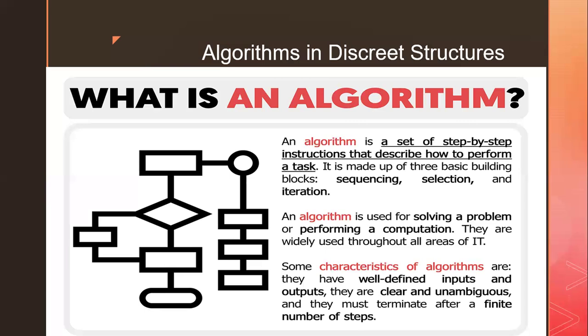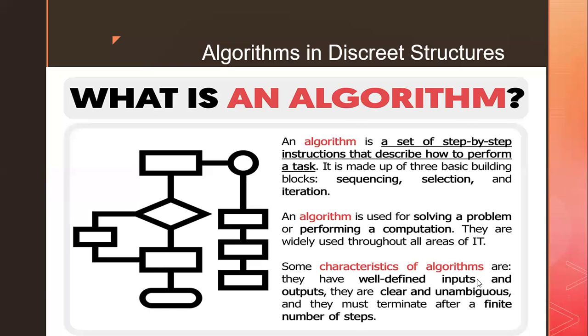So an algorithm is made up of sequences, meaning a sequence of operations like do this, do that, and do this. Selection is where, if this gives a positive value, do this, or if not, do that. Then iteration is basically just looping around. This is the basic structure of how everything looks. An algorithm is used for solving a problem or performing a computation, and they are widely used throughout all areas of IT.